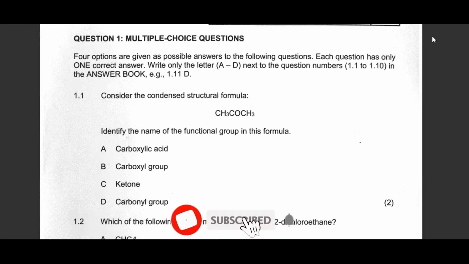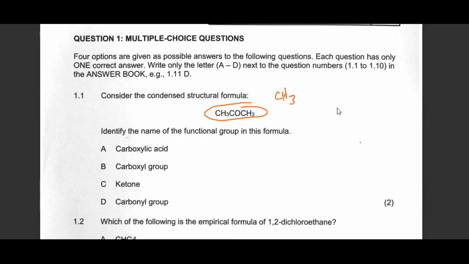They're saying consider the structure formula below. If you look at this structure formula and expand it, you'll find out that it is CH3, C, double bond, and then CH3. So they're saying structure formula. Identify the name of the functional group in this formula.